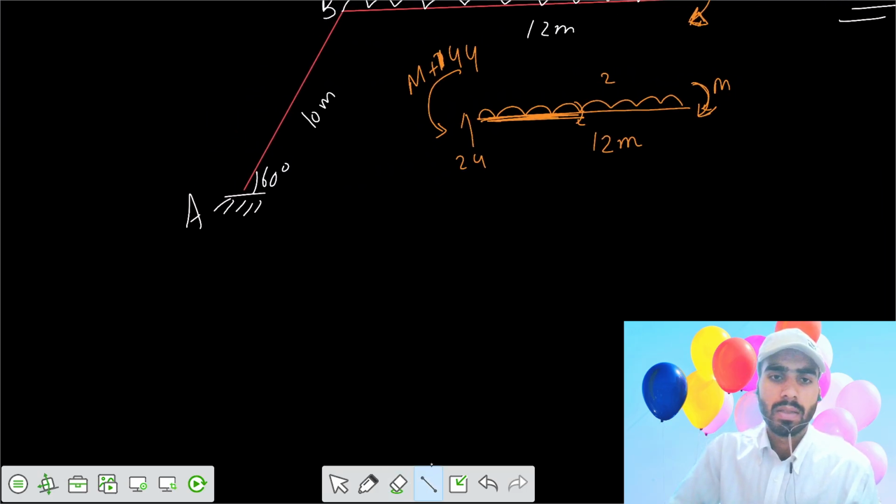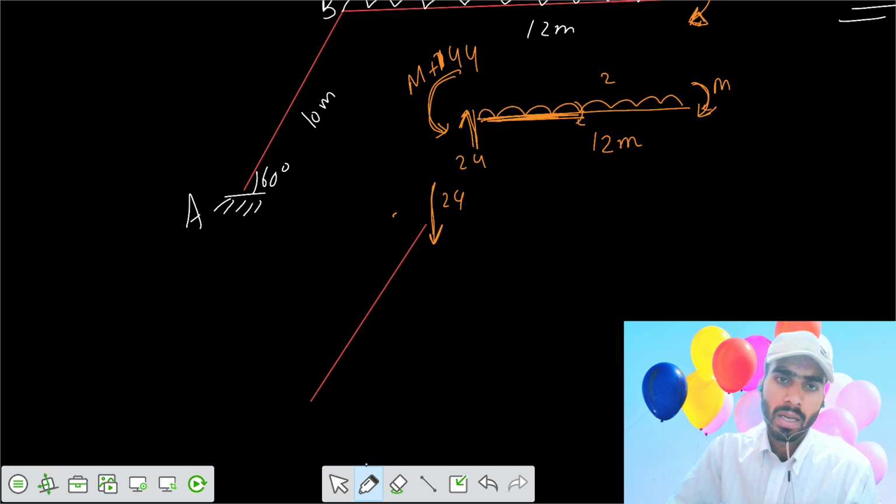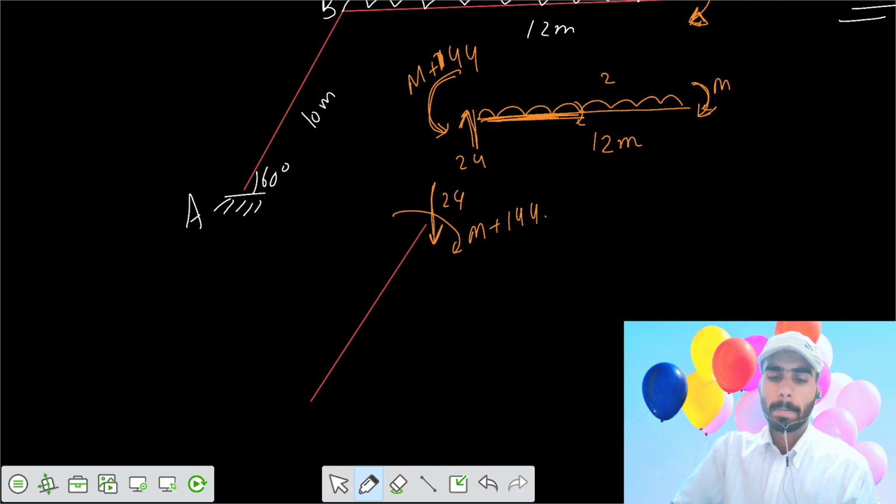So this is member AB. Say this is a vertical shear force of 24, and it has to be downwards 24, and the moment was anti-clockwise here, so here it would be a clockwise moment of M plus 144.